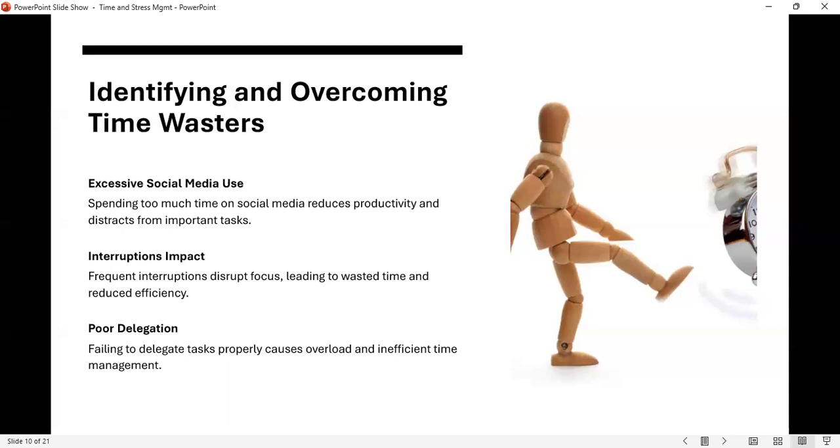Poor delegation. Failing to delegate tasks properly causes overload and inefficient time management. And I find myself, when I do that, I'll be late at night scrambling, trying to get everything done. And I know that it's not always possible to take care of everything right in the moment, but I do try to do that as much as possible, is take care of what I can take care of in the moment.